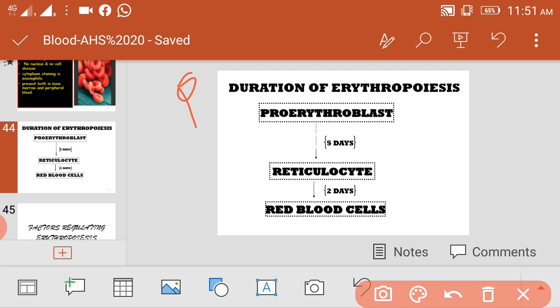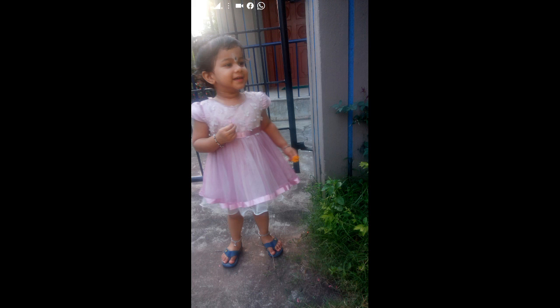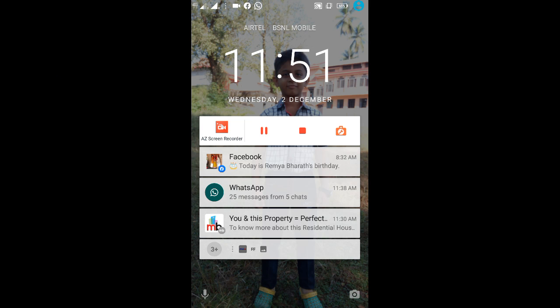Like this, there are millions of RBC cells. In the blood, the normal count is 5 million per cubic millimeter of blood in an adult male. If you check an adult male, the normal RBC count is 5 million. In female it is 4 million, which is less than the male. In newborns and infants it is higher, 7 to 8 million.